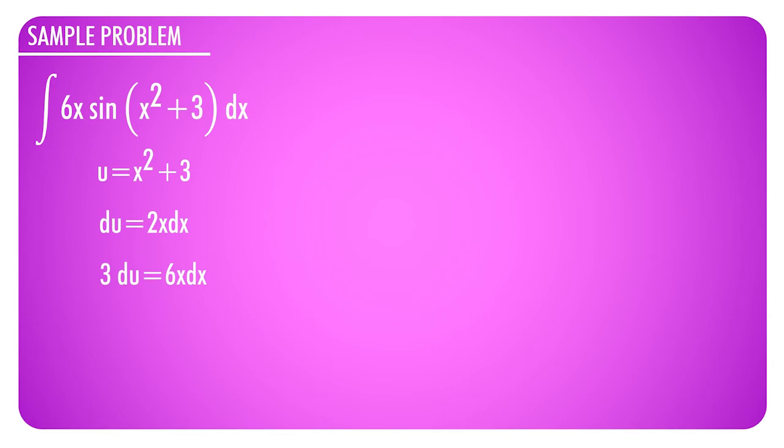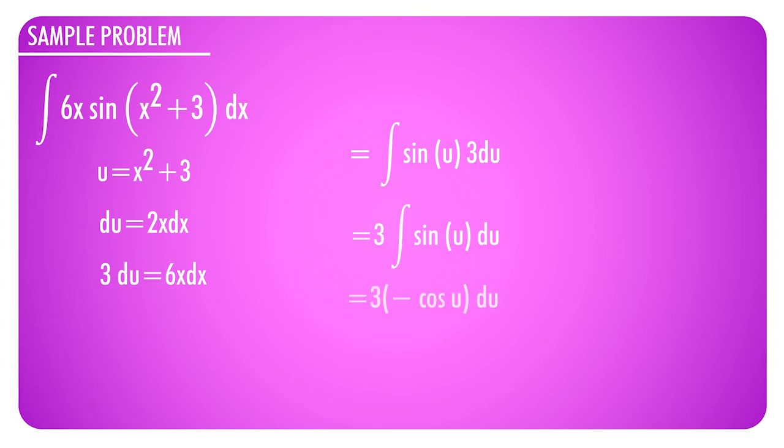Now we substitute in terms of u and du, so we get the integral of 3 sine u du. Seeing the substituted equation, we can easily integrate it. We know the constant 3 should be pulled out and the integral of a sine function is negative cosine, so we get 3 multiplied by negative cosine u. By substituting u with the original expression, we get negative 3 cosine quantity of x squared plus 3 plus c, which is the final answer.